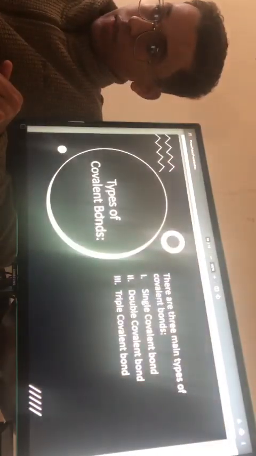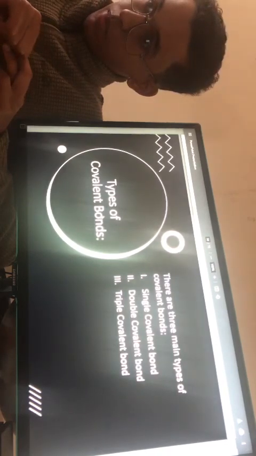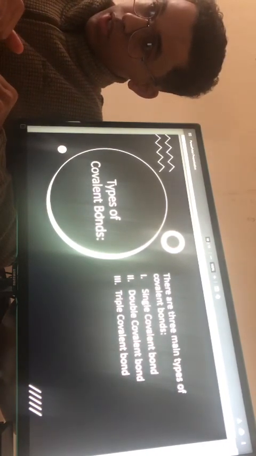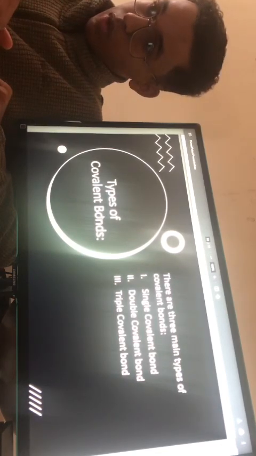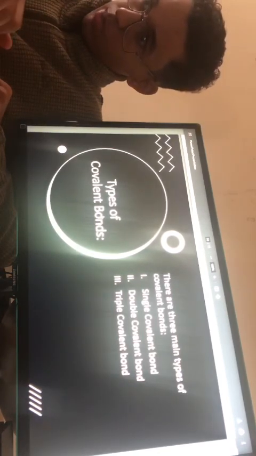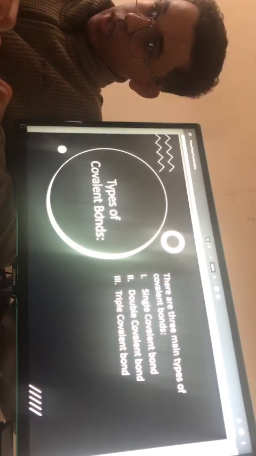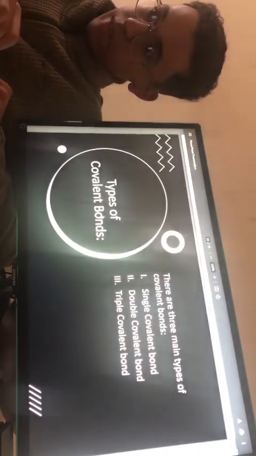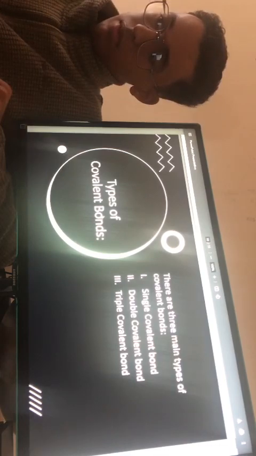Okay, types of covalent bond. Covalent bonds come in three types: single, double, triple. These types depend on how many electron pairs are shared between atoms. A single bond involves one shared pair, a double bond involves two, and a triple involves three. Each type of bond has unique properties influencing the molecule's strength and behavior.